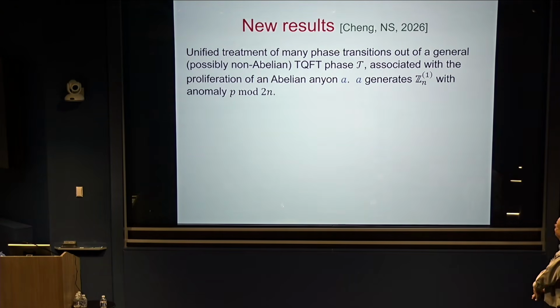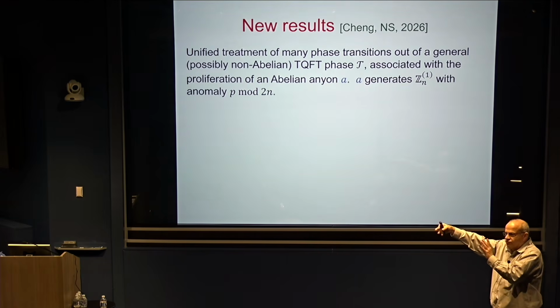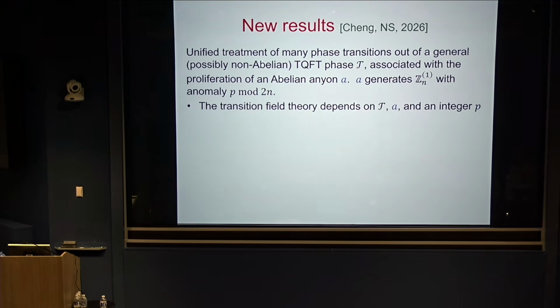So we had a unified treatment of many phase transitions out of a general TQFT, T, including non-abelian ones. And it's very general that the TQFT, very little of the details of the TQFT actually played any role. Associated with the proliferation of an abelian anion A that generates this one-form symmetry and its anomaly, the transition field theory depends only on T, A and one integer. That's kind of surprising. Out of the whole infinity of options, it's all lumped into one integer. And it has subtle symmetries that I mentioned.